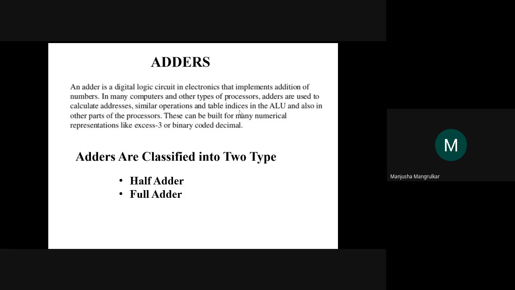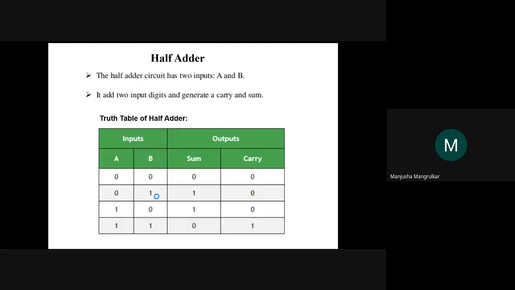Similarly, these operations are performed in the ALU. ALU means arithmetic logic unit, and also in other parts of the processor, and this can be built for many numerical representations like excess-3 and binary coded decimal; we are going to see excess-3 also, right? Now, the adder is classified into two types. One is the full adder, another is the half adder, right? So, we'll see the half adder first.